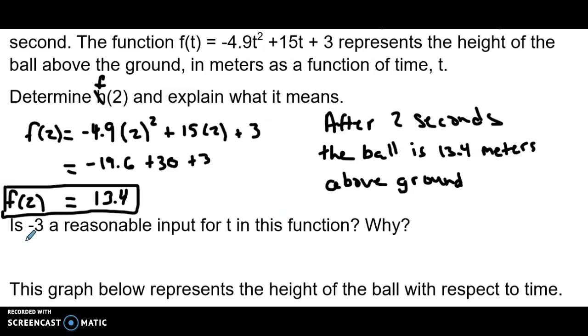All right. So for me, -3 is not reasonable. And the reason is we don't do negative time. So negative time doesn't make sense.